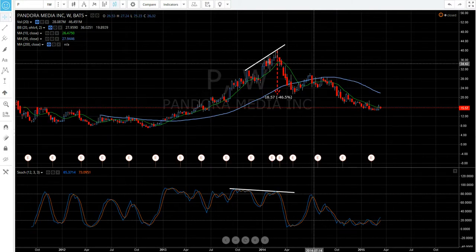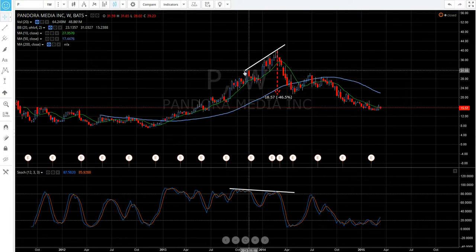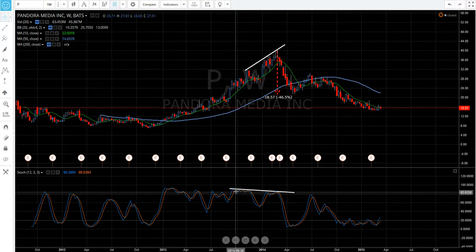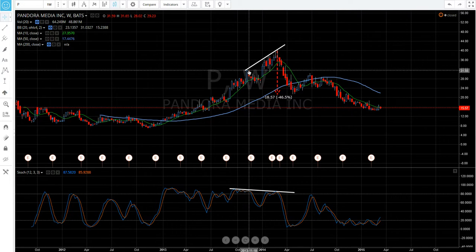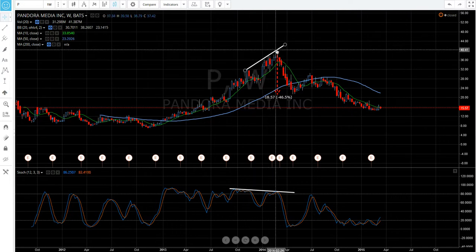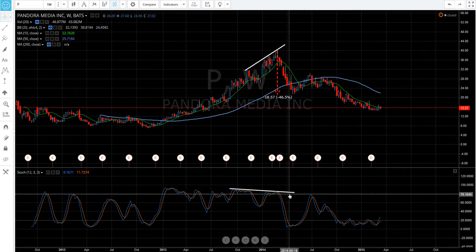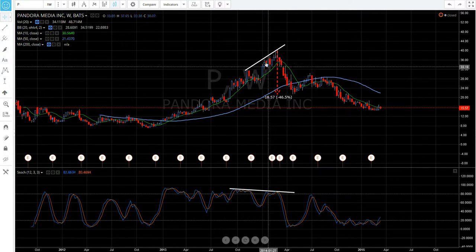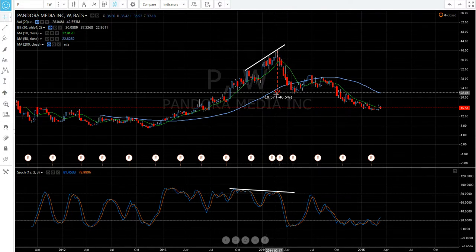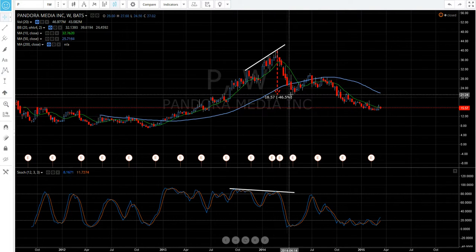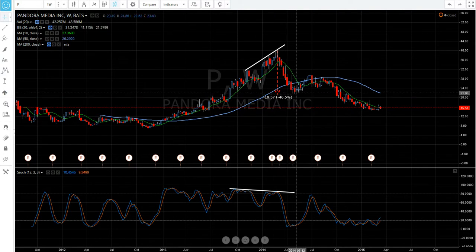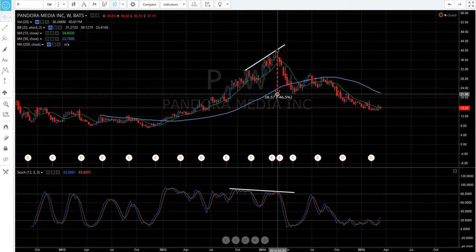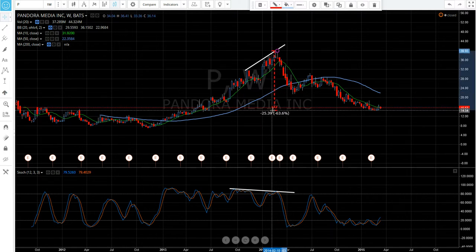Here we have Pandora. If we take a look at Pandora, we have a higher price here, a higher price here, a higher price here. Stochastics did not confirm. It's a very slightly downward trending stochastics, but again we have a 46% move down to this point, this swing low where it rallied up. But if we go measure it down to this low where it is currently, it's a 63% drop.